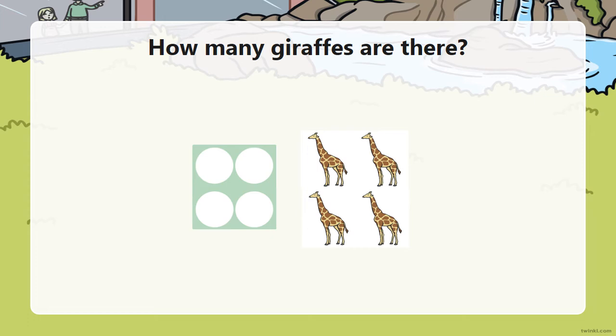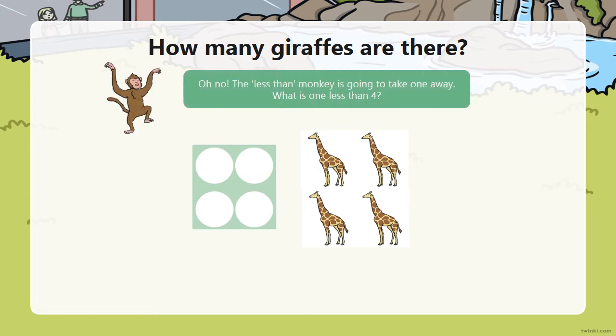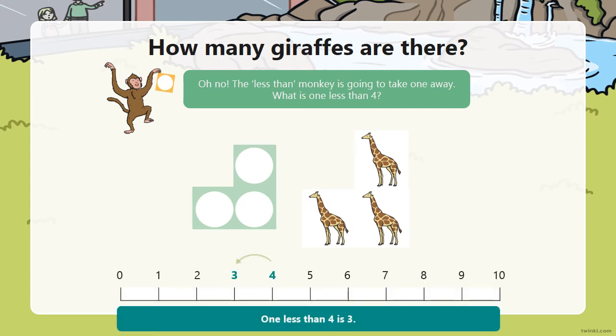How many giraffes are there? Quickly! Oh no! The less than monkey is going to take one away. What is 1 less than 4? 1 less than 4 is 3.